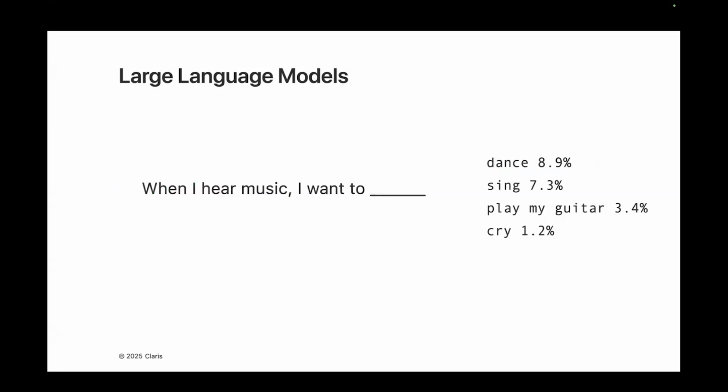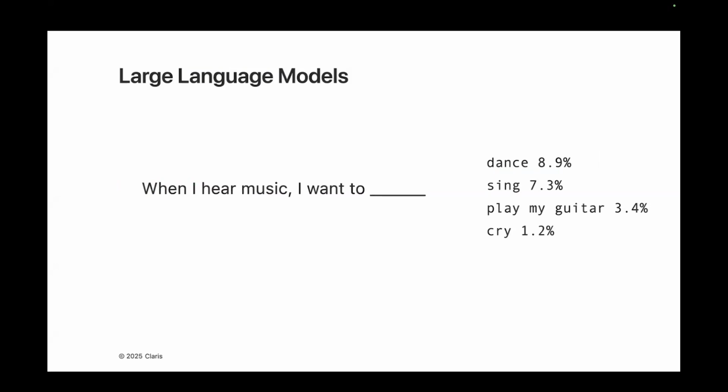So if you imagine you were to give, for example, this phrase to a large language model: when I hear music, I want to blank. Internally, what a large language model is doing is assessing the probability of what the next word or words might be that come after that. And it internally might calculate, dance might be 8.9%, sing, play my guitar, cry, and those things.